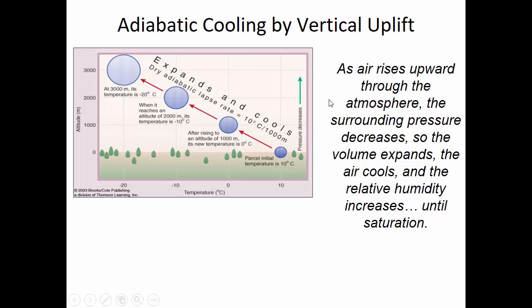This is saying the air is rising, the pressure decreases, so the volume expands. That causes the air to cool, and then when the air gets colder, the relative humidity increases until saturation occurs, and then the water's got to go somewhere. It can't be dissolved anymore, so it's got to go onto those nucleation sites and start forming rain.